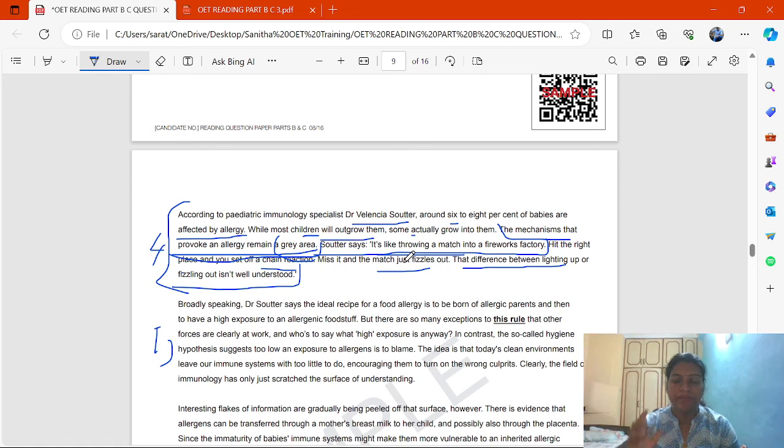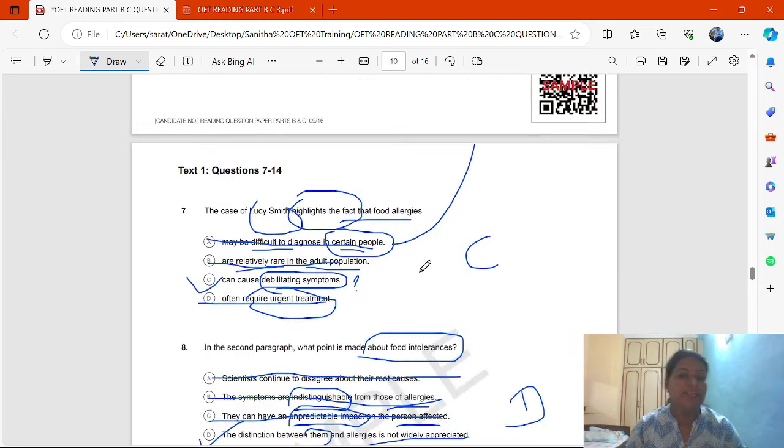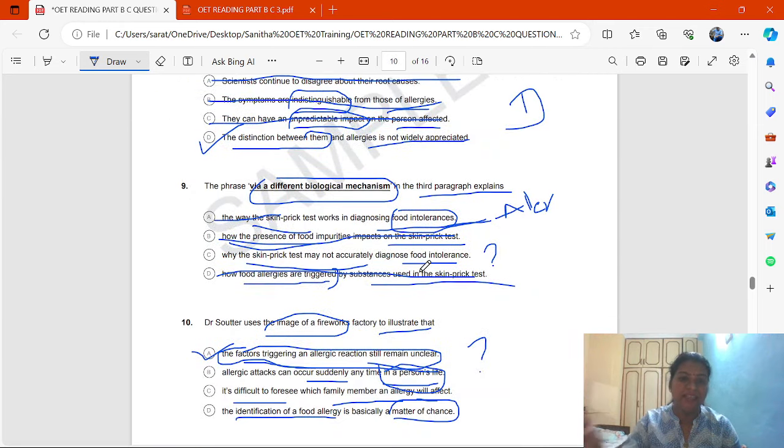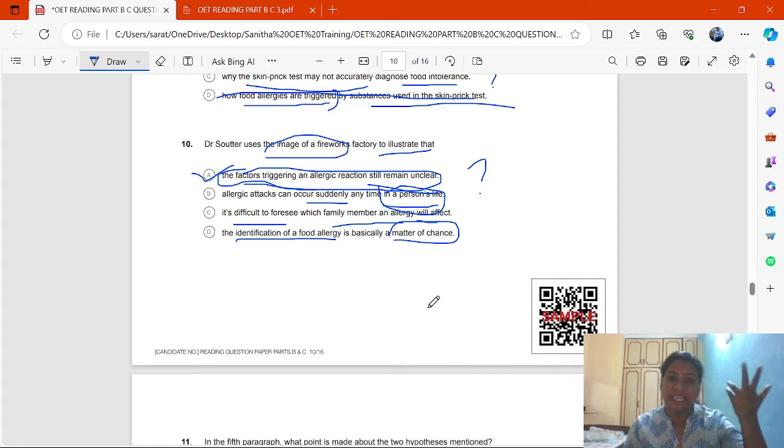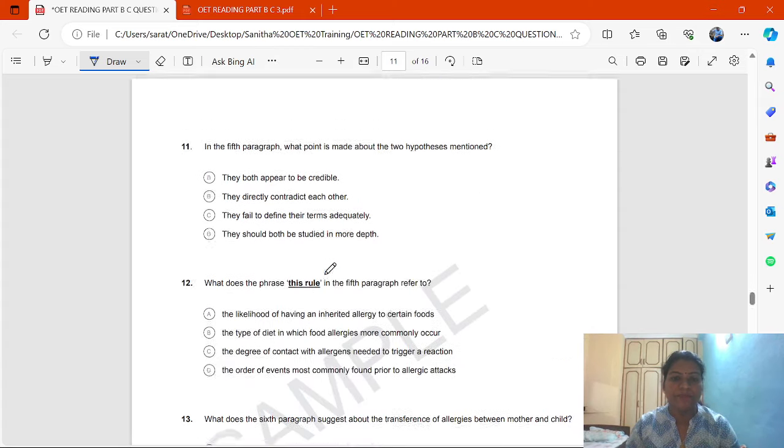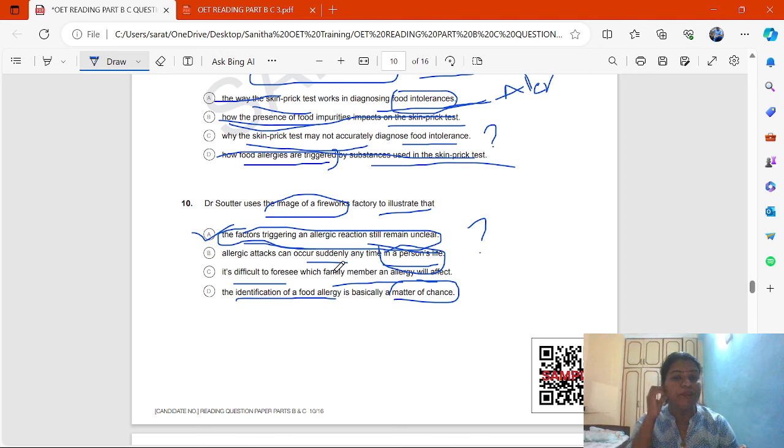throwing a match at the fire, but it's not saying suddenly, but sometimes we will misunderstand. Misunderstand that throwing a match in the fire means it can occur suddenly, but the point is not saying in the option is not saying in the passage, so we cannot choose that option because we cannot predict our own answers. We have to choose what points are given in the passage.